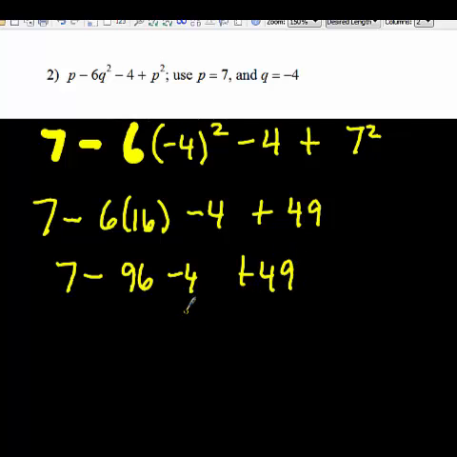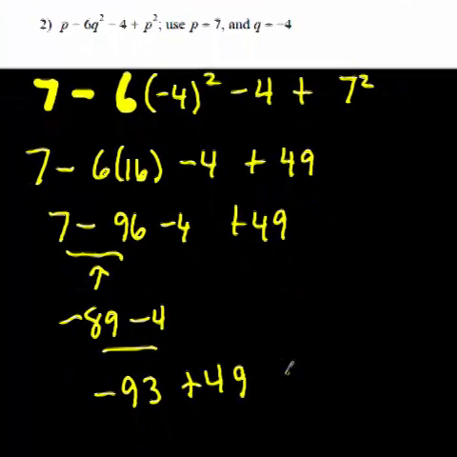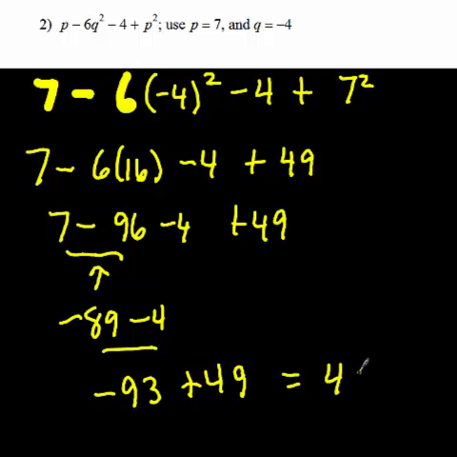And now I can just go through and do what I need to do. So 7 minus 96, that part there would become -89, minus 4. That would become -93, and then plus 49 would give me -44. All right, so there is our answer, and we are done.